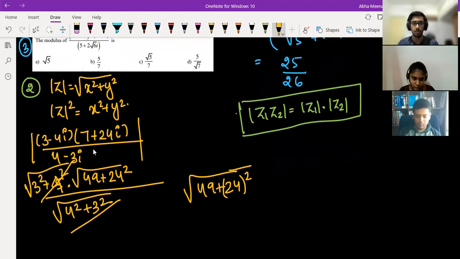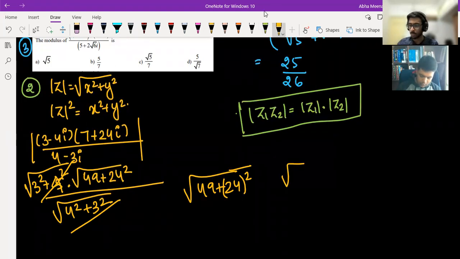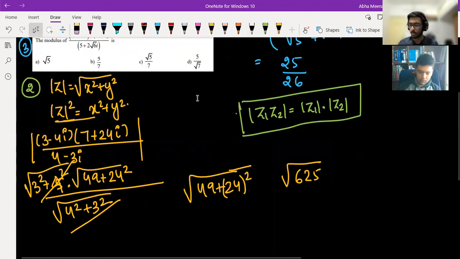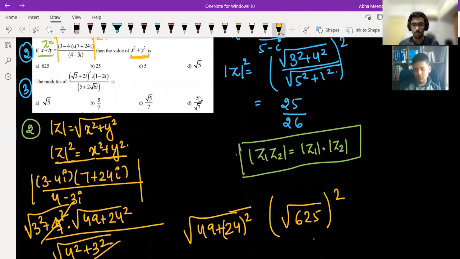24 square, I think it is 576. Yes, exactly. So just add, and 25. 625. Root 625. So what do you need? The modulus square again. You need the value of x square plus y square, which is mod z square. So square of this is again 625. Is it there in the option?